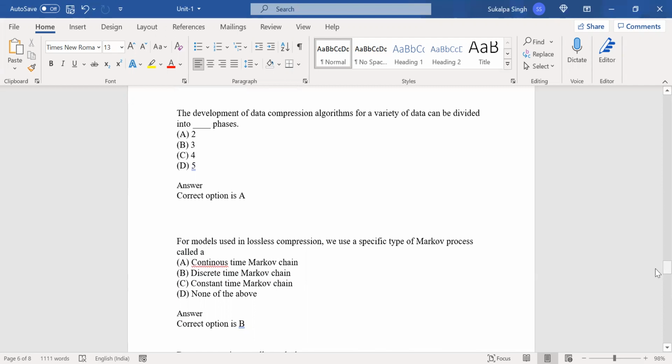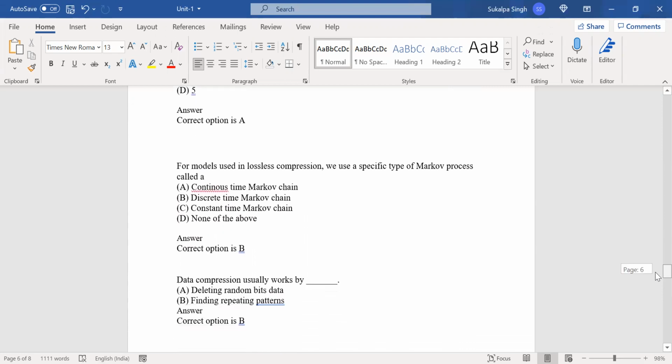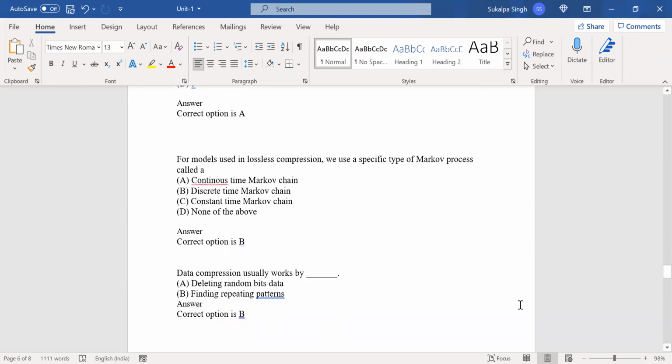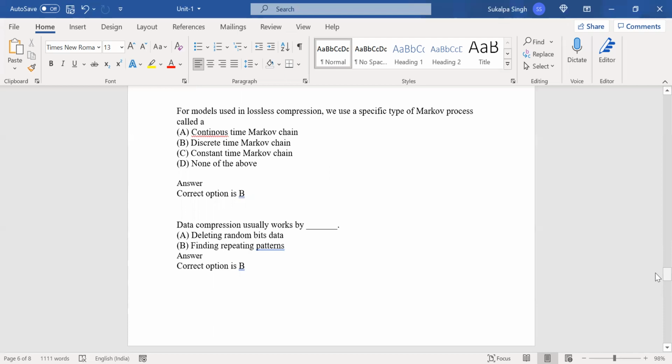So whenever you are studying this topic, make sure to take out the keynotes, the key points of that, and be specific about discrete, continuous, what it is. Okay. Data compression usually works by finding repeating patterns. It cannot delete. Suppose if it is deleting, then there is a loss, or there is a complete loss of data. There can be complete manipulation.